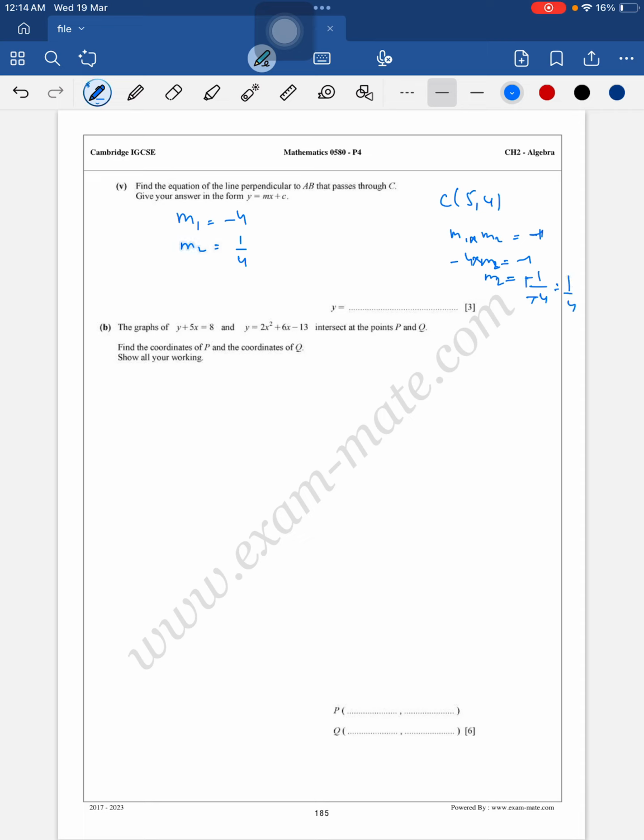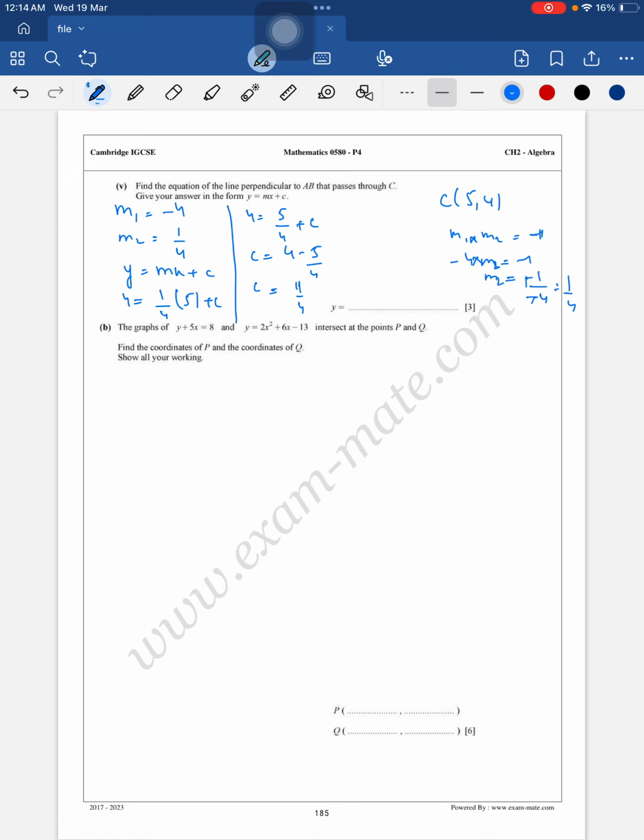The gradient is 1 upon 4, and the point through which this line is passing is C, right? That is 5 comma 4. So again putting the values to take out the y-intercept. So y is 4, gradient is 1 upon 4, x is 5, plus c. So 4 is equal to 5 upon 4 plus c. c is equal to 4 minus 5 upon 4, 16 minus 5 upon 4 is 11 upon 4.